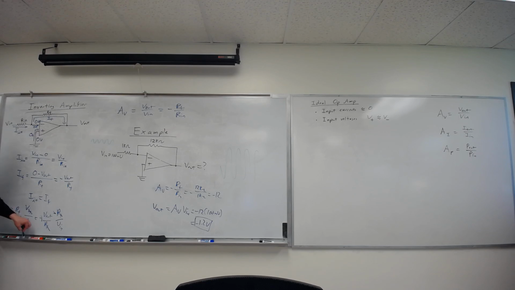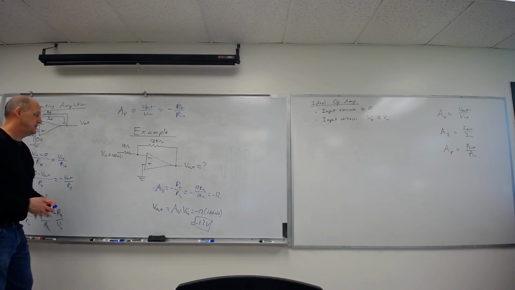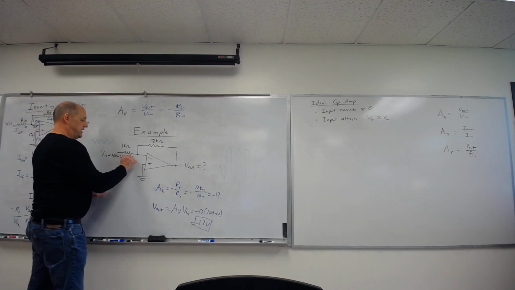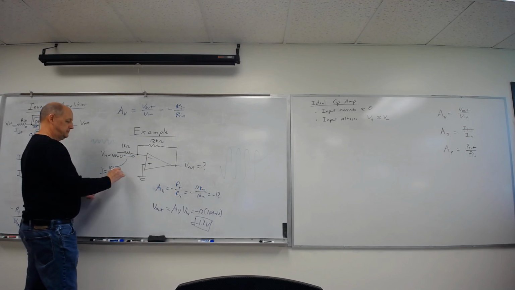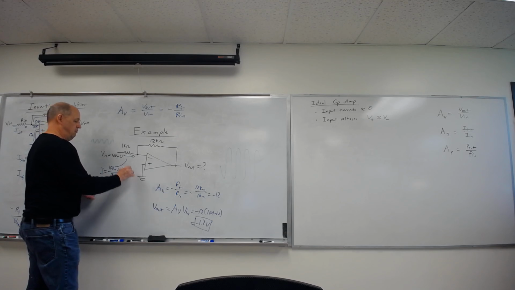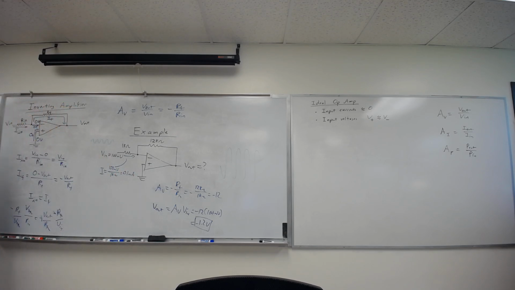How about if I want to go find currents and such on this? What would the current be right here? Current is going to be 100 millivolts minus 0, because that would be 0 volts, right? Over 1 kilohm. 0.1 milliamp. Sound right? 0.1 over 1,000? Yeah.